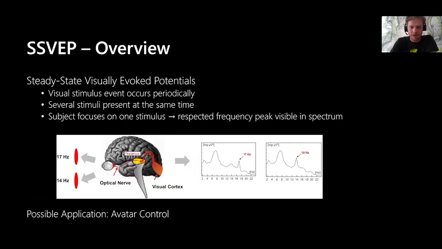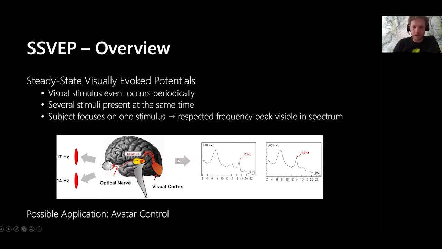Next project, steady state visual evoked potentials, SSVEP. This is also a very nice BCI paradigm. So the background is that when you are focusing on a certain item, a visual stimulus which flashes periodically at a certain rate, then it's possible to detect this frequency of the stimulus you're focusing on in your brainwaves. So you would see, depending on whether you're focusing on maybe a 17 hertz or a 14 hertz stimulus, you would see this in the spectrum of electrodes recorded from the visual cortex.